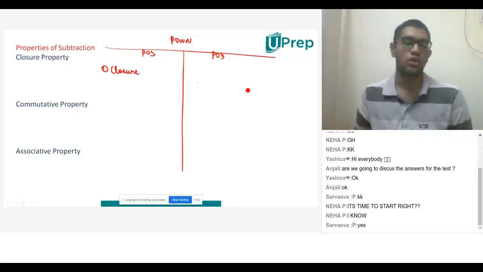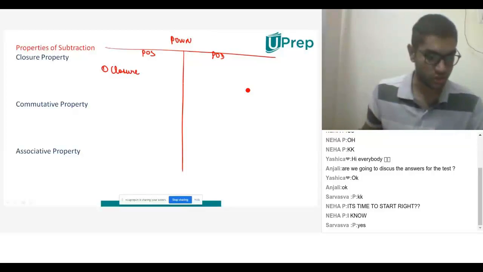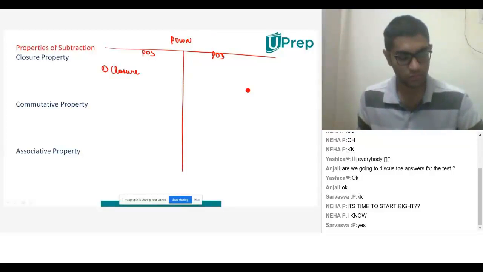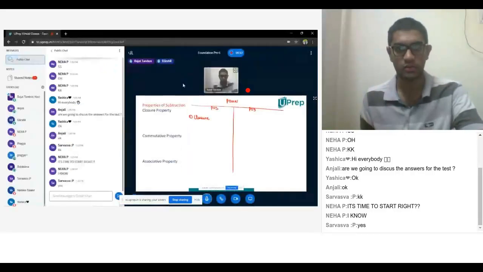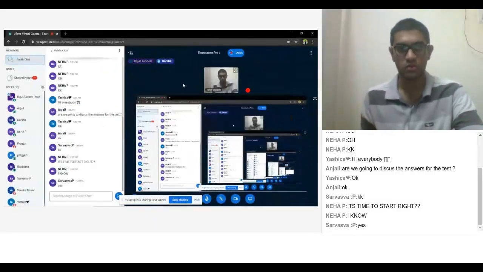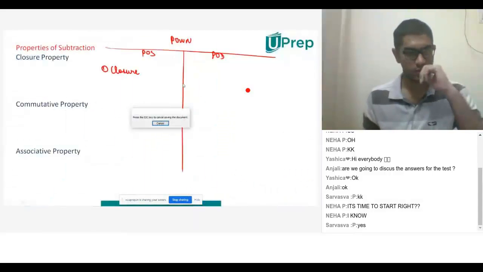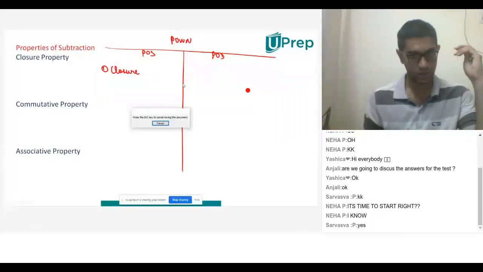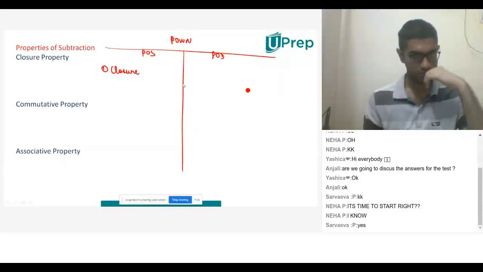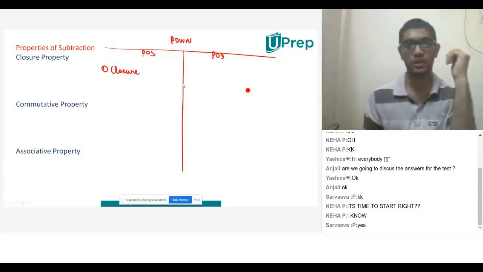Closure. Now, what is the closure property in division, guys? Anyone who can? Sir, whole numbers are not closed under division. Whole numbers are closed under addition, and not under subtraction and division. Okay. Anyone with any other answers?